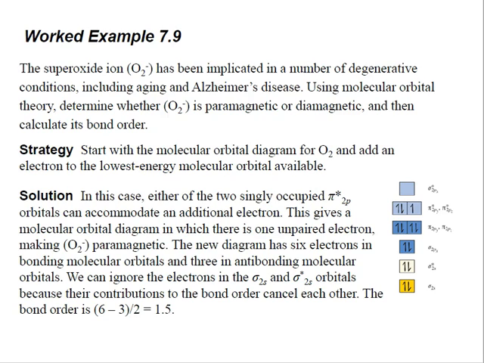The superoxide ion, O2-, has been implicated in a number of degenerative conditions, including aging and Alzheimer's disease. Using molecular orbital theory, determine whether the superoxide ion is paramagnetic or diamagnetic, and then calculate its bond order. So the strategy here is to start with the molecular orbital diagram for oxygen, and then add an additional electron because it is charged with this minus.